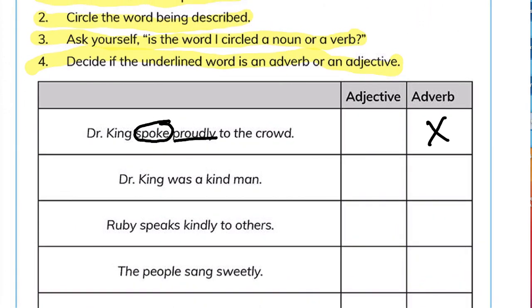Let's try the second one. Dr. King was a kind man. What is our describing word in this sentence? Good, it's kind. Dr. King was a kind man. Who are we describing as kind? Dr. King. Is that a noun, a person, place, or thing, or is it a verb? It is a noun, so that is an adjective.